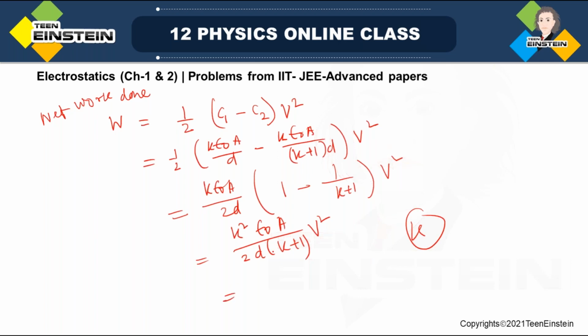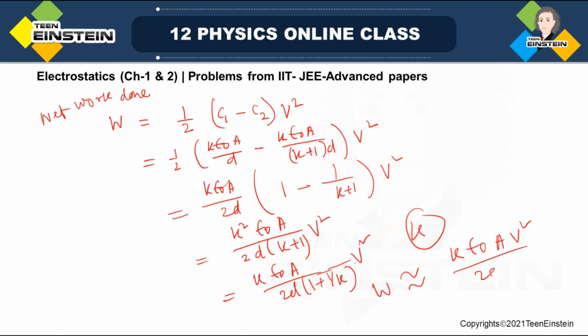So if we even take a little bit of approximation, if I take common, this will be K epsilon naught A by 2D into (1 plus 1 over K). Okay, K is greater than 1, so for the sake of approximation, I can write at least this as K epsilon naught A V square divided by 2D, if K is greater than 1. I can just neglect this part. At least I can write this.